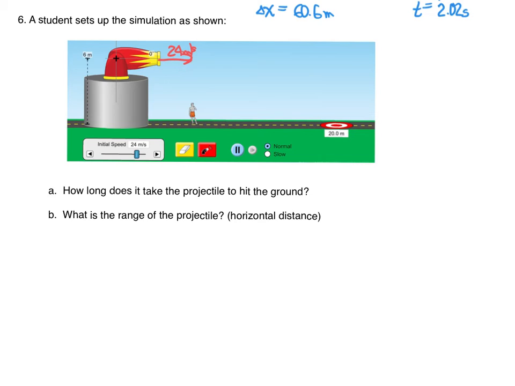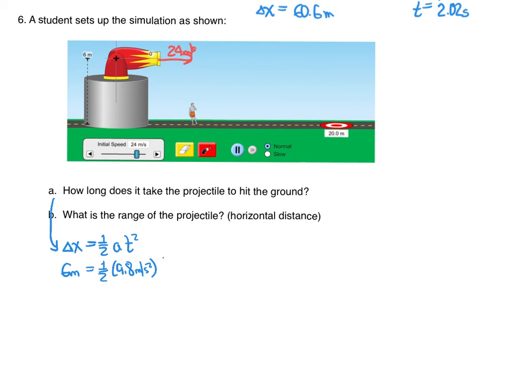I'm going to do that work right here. So how long it takes to hit. Again, it's going to fall a certain distance in a certain amount of time as it accelerates. So it's going to fall 6 meters. 1/2, the acceleration of gravity is still 9.8 as usual. We're still on Earth, everybody.